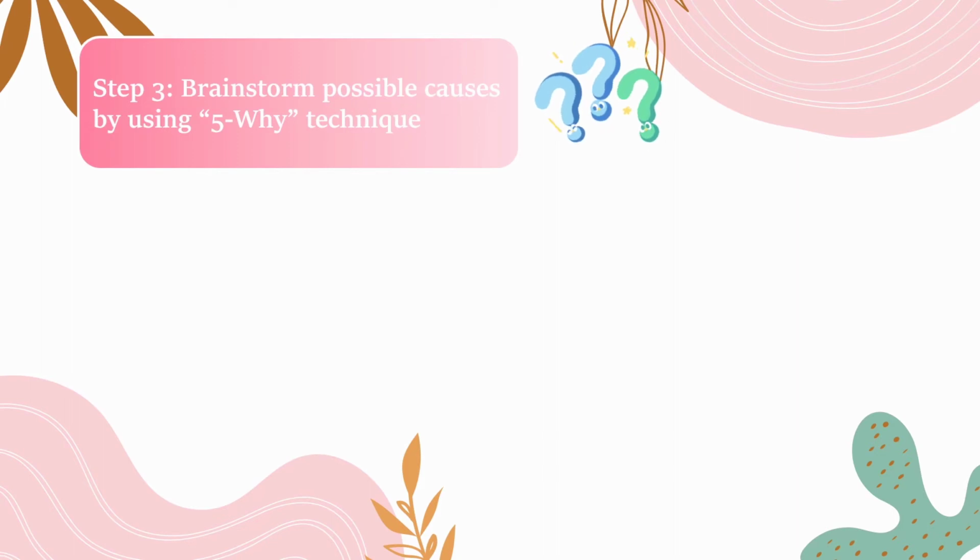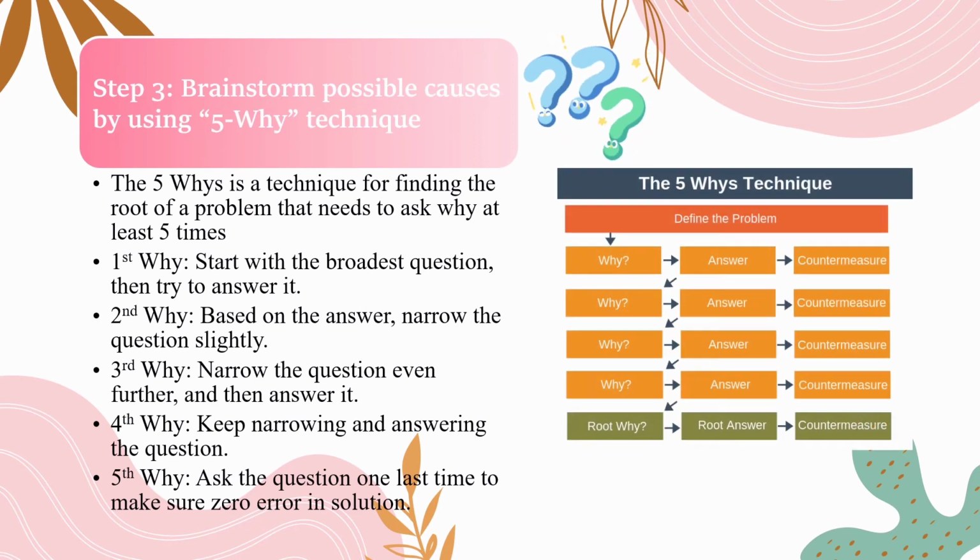Step 3. Brainstorm possible causes by using the 5 whys technique. The 5 whys is a technique for finding the root of a problem that needs asking why at least 5 times. First why. Start with the broadest question, then try to answer it. Second why. Based on the answer in the first why, narrow the question slightly. The third and fourth whys repeat the same process as the second why. And the last one, the fifth why. Ask the question one last time to make sure there is zero error in the solution.